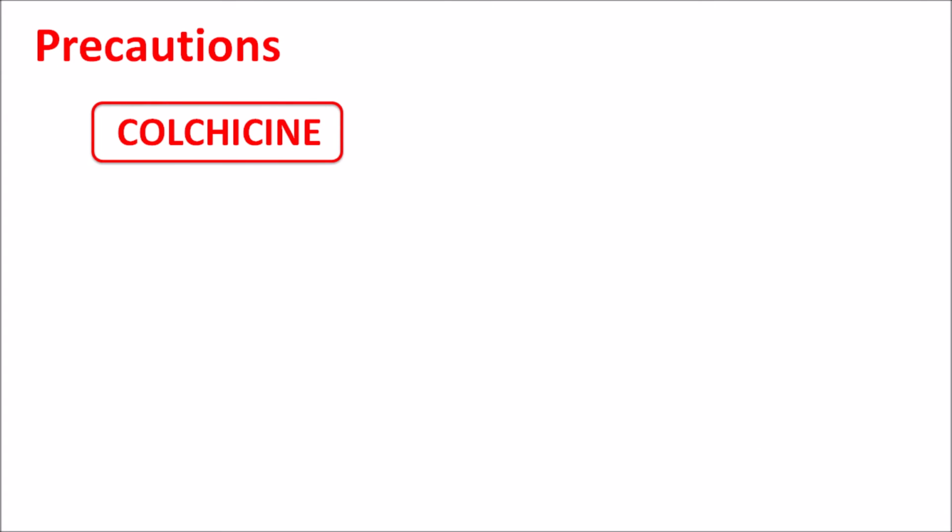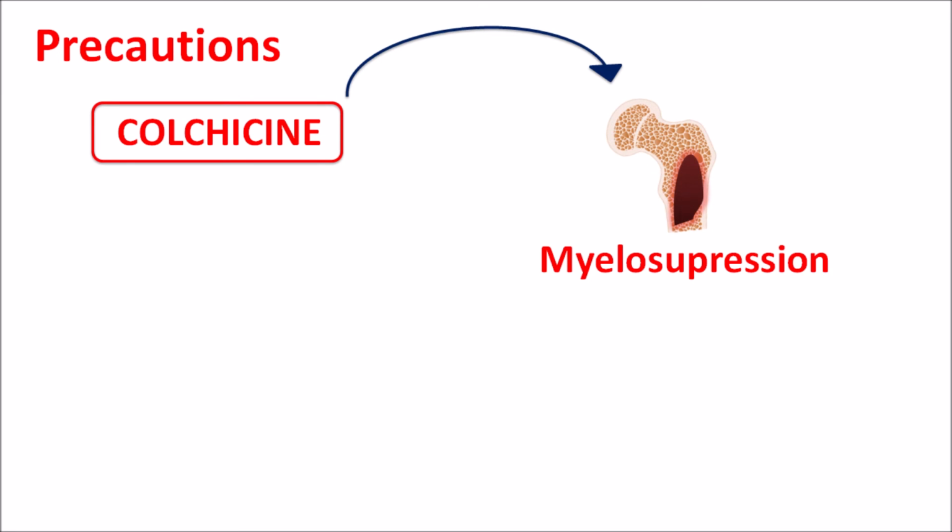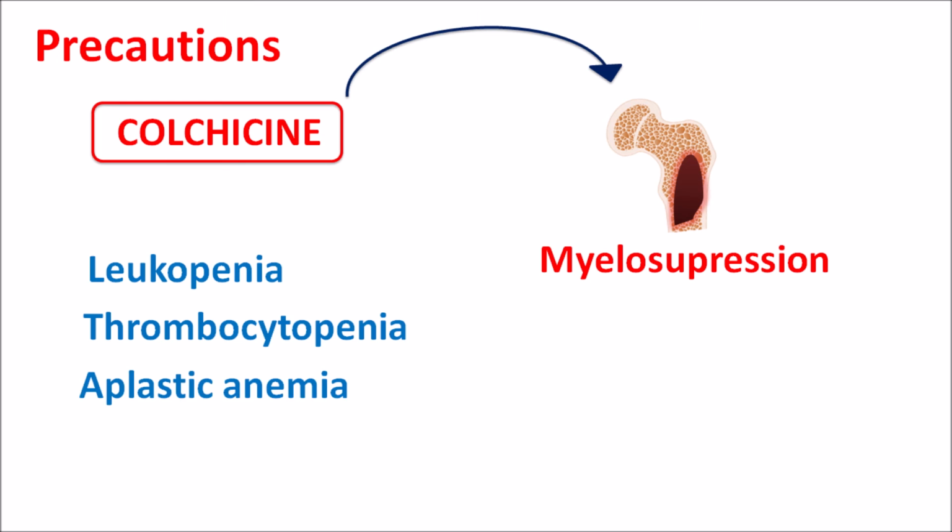Now, let us see the precautions of colchicine. One of the important precautions of colchicine is that this drug can increase the risk of bone marrow depression, which is also called as myelosuppression. This results in the decreased white blood cells resulting in the leukopenia. It can also result in the thrombocytopenia, aplastic anemia. So all these are very important when this colchicine is used because it can produce myelosuppression. This is particularly more important with other drugs which produce myelosuppression such as anti-cancer agents or immunosuppressants.